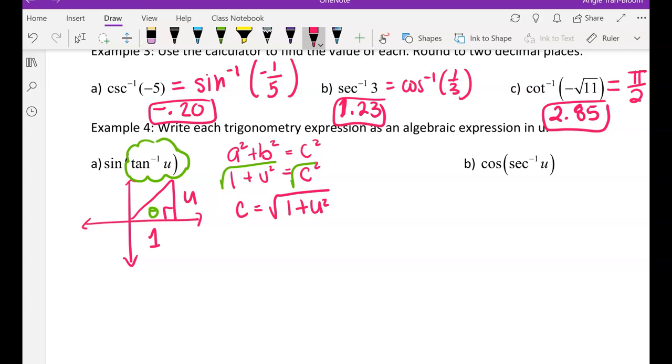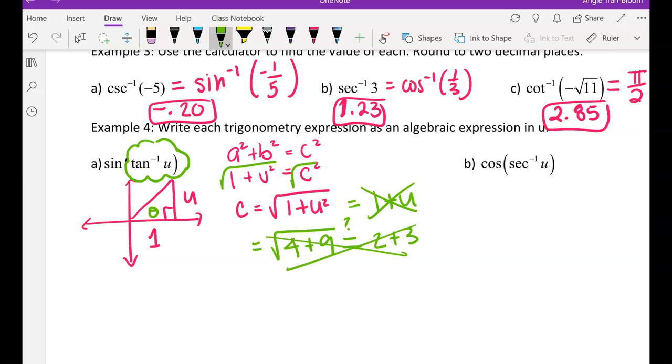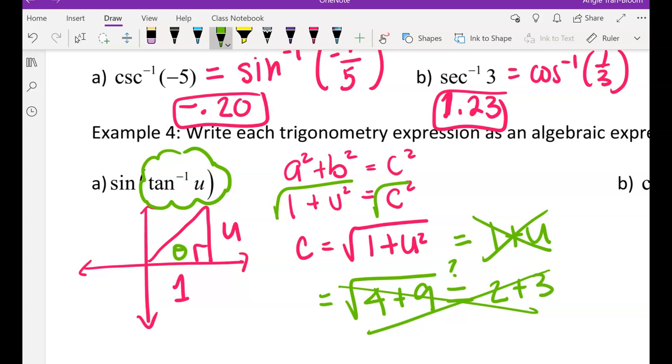Do I need to worry about the positive and negative in front of the radical? No. Question number 2. Guys, is this the same as 1 plus u? No. Don't do that. Not the same. Let me give you a concrete example. Square root of 4 plus 9, does it equal 2 plus 3? No way, so don't do it. So right in there, I'm just going to write square root of 1 plus u squared. And do I have enough information to find sine of that green angle? For sure.